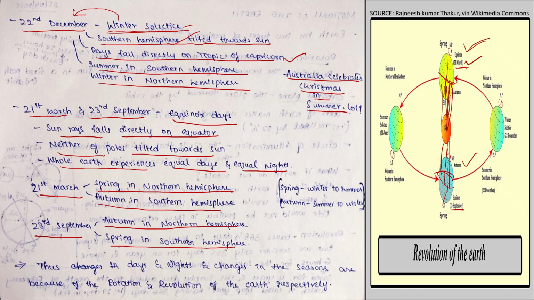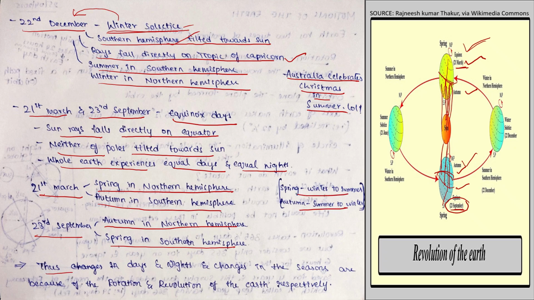So on this day, the northern hemisphere experiences spring and the southern hemisphere experiences autumn. And on 23rd September, the northern hemisphere experiences autumn, whereas the southern hemisphere experiences spring. Spring is nothing but the change of season from winter to summer, whereas autumn is the change from summer to winter. Here you can see.